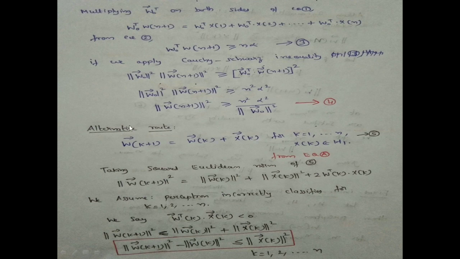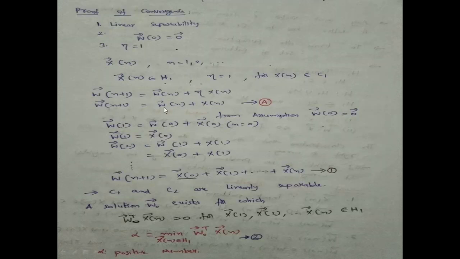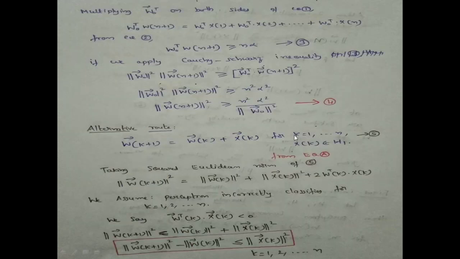Now we follow another alternative route, that is, we take another development route. Considering equation A, which we discussed previously, W(n+1) equal to W(n) plus x(n), we replace n with k here. So we get W(k+1) equal to W(k) plus x(k) for the values k equal to 1 up to n, where x(k) belongs to H1. Now taking the squared Euclidean norm of equation 5.